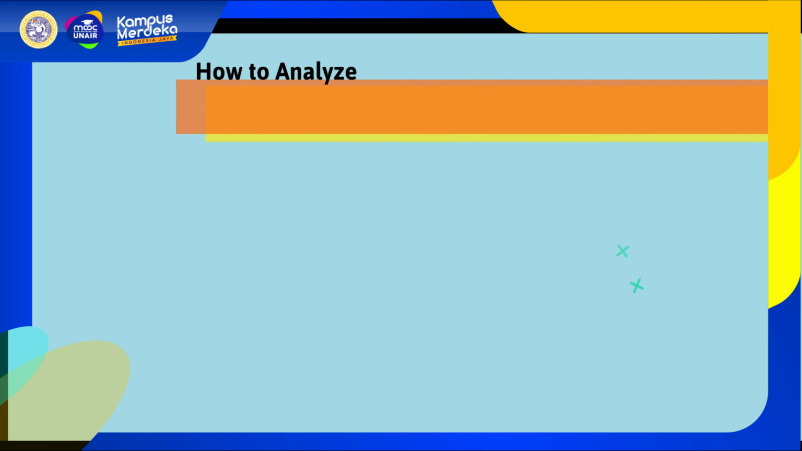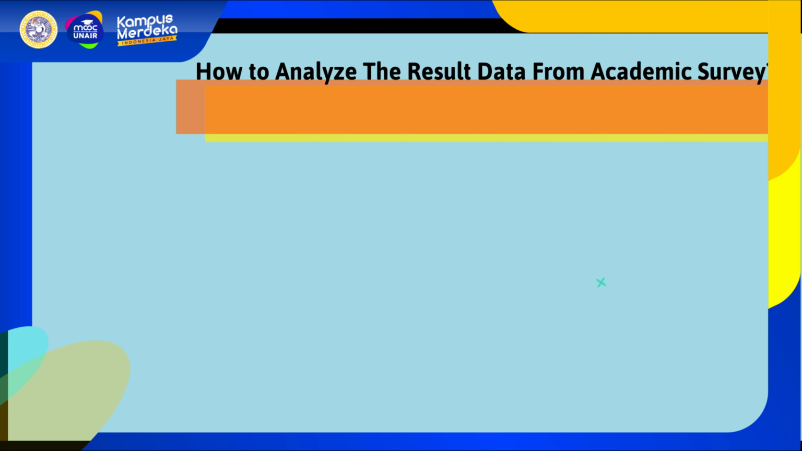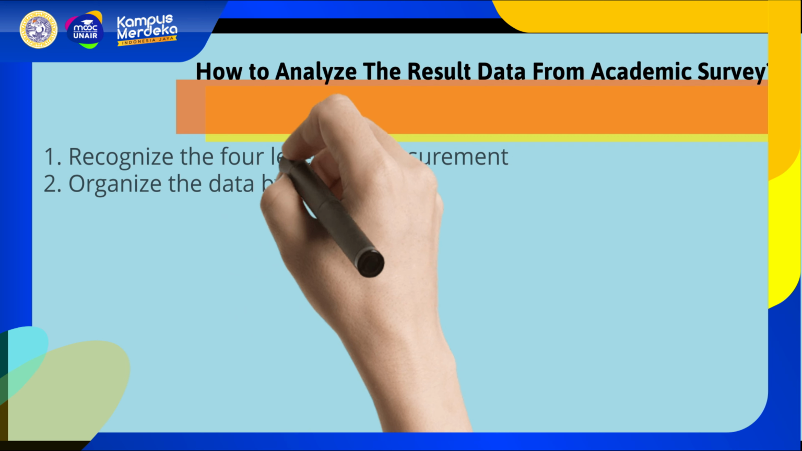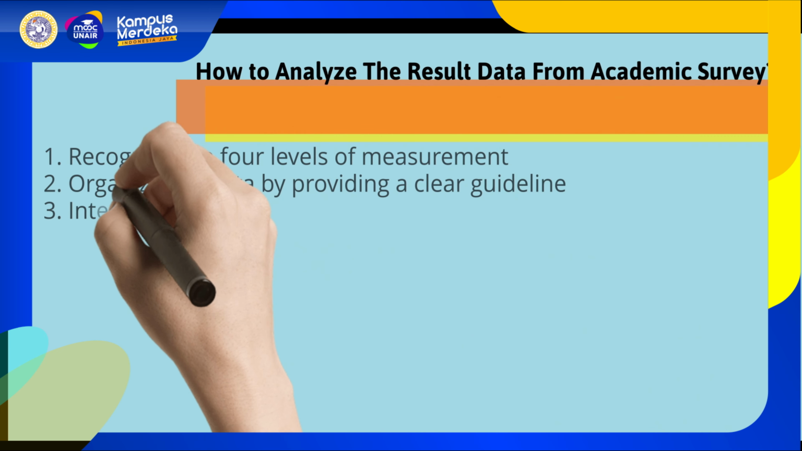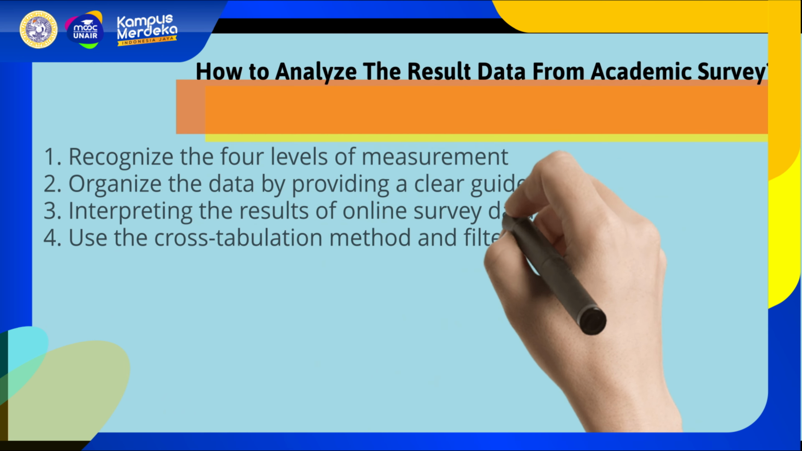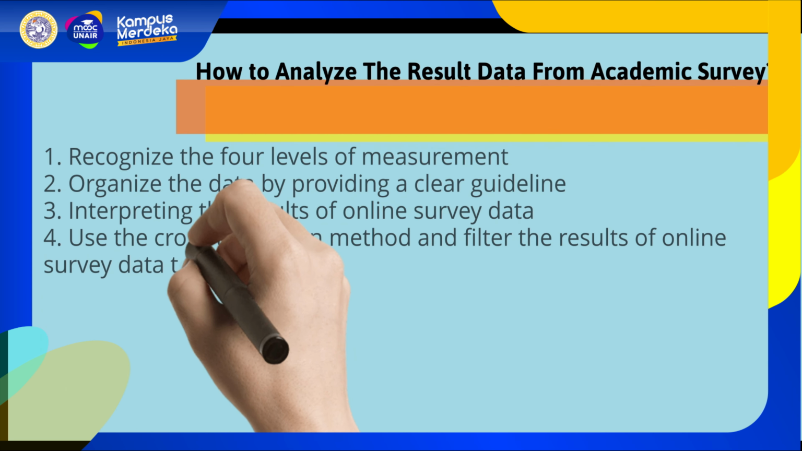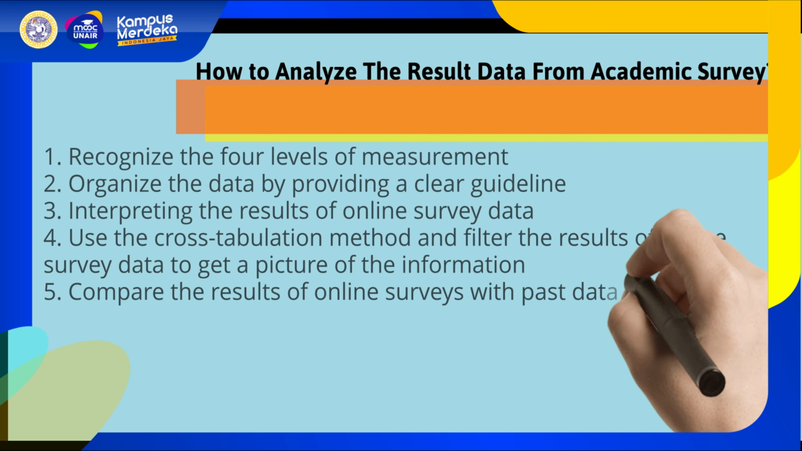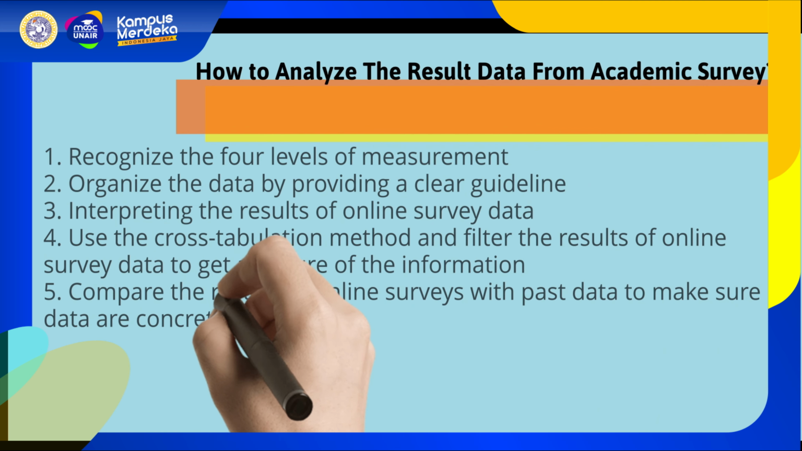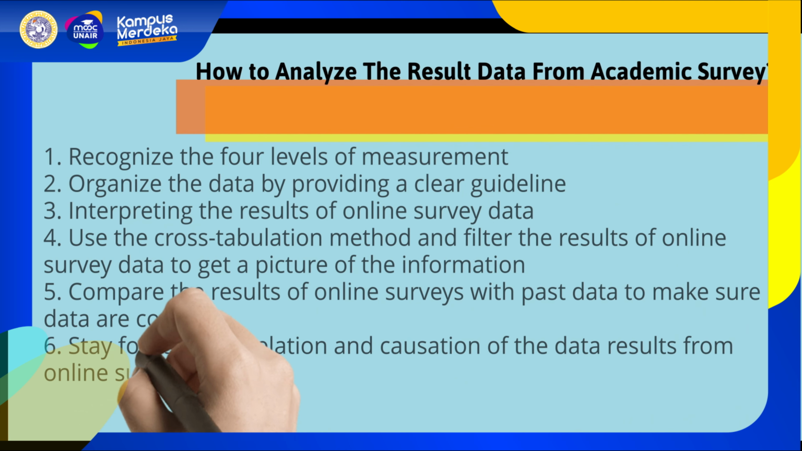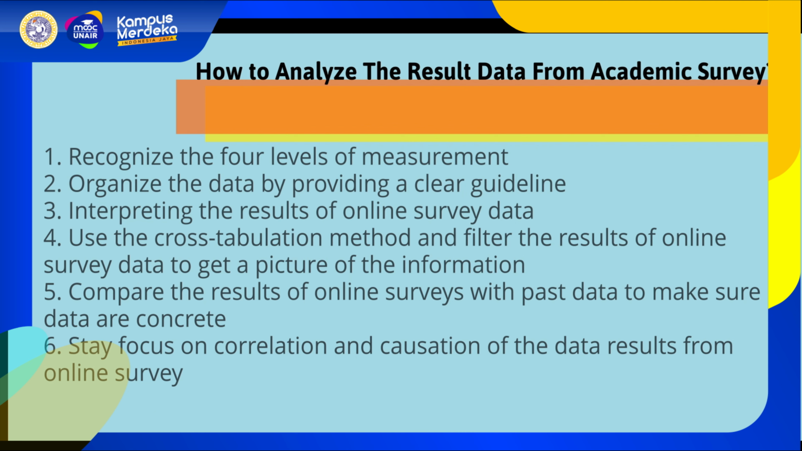Next, we have how to analyze the result data from an academic survey. Number 1, recognize the 4 levels of measurement. Number 2, organize the data by providing a clear guideline. Number 3, interpret the results of online survey data. Number 4 is the post-tabulation method and filter the results of online survey data to get a picture of the information. Number 5, compare the results of the online survey with past data. And number 6, stay focused on correlation.